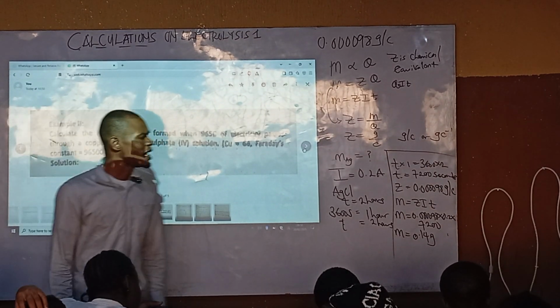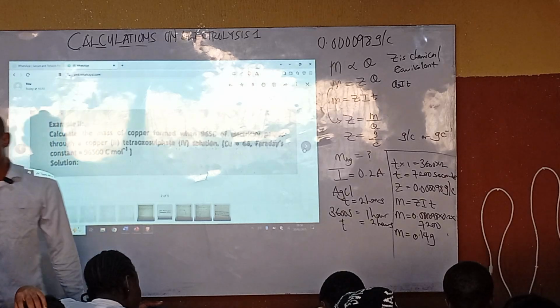Now, example 2. Calculate the mass of copper.